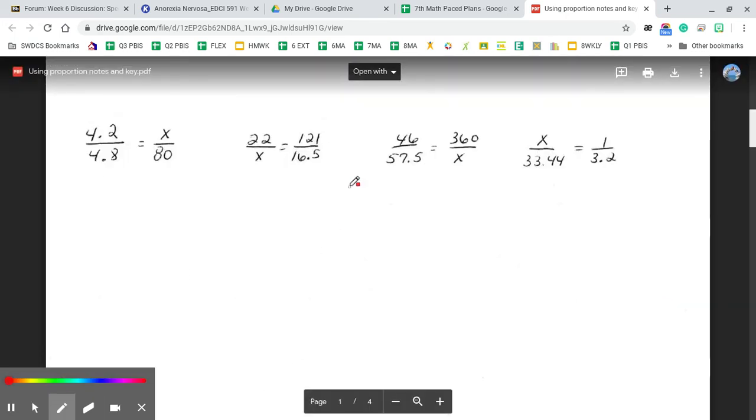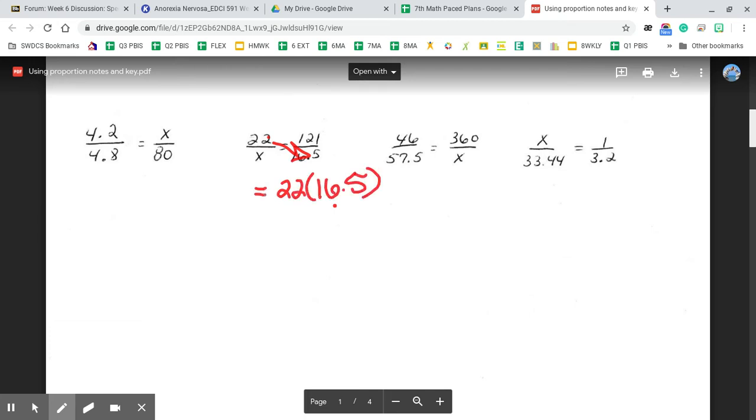Okay. First, we are going to use cross multiplication at the bottom of your note page. To do this, if you didn't do this already, please do it with me. The expectation is that this whole page is done, and I'll give you points for it, okay? But we're going to multiply across. So we're going to say 22 times 16.5 equals 121 times x. So you're going to multiply 22 times 16.5. And you get 363. So you simplify, right? 363 is equal to 121x.